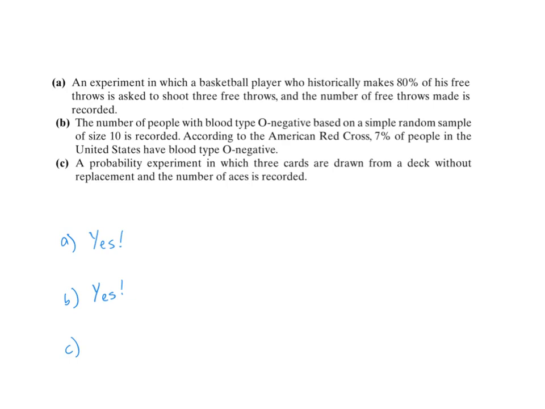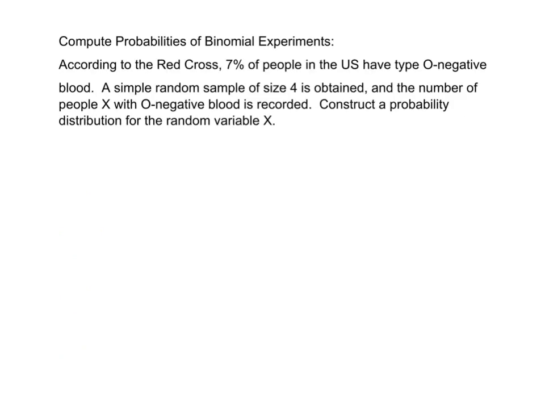And then with C, 3 cards are drawn from a deck without replacement, and the number of aces is recorded. So you pull 3 cards out, either you get an ace or you don't get an ace for each card. So you have a success and a failure. But one key thing here, without replacement, my probability of drawing an ace changes every time you take a card out of a deck. So because that one is without replacement, that one is not a binomial experiment.